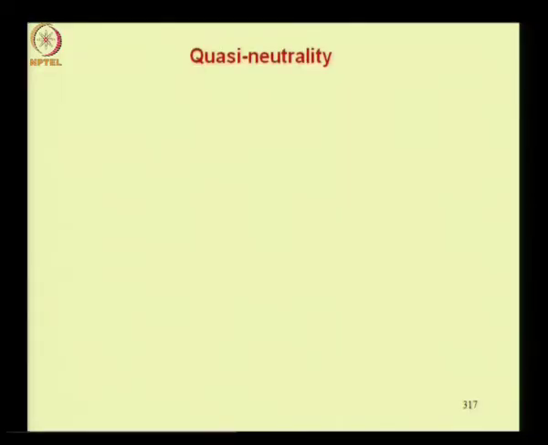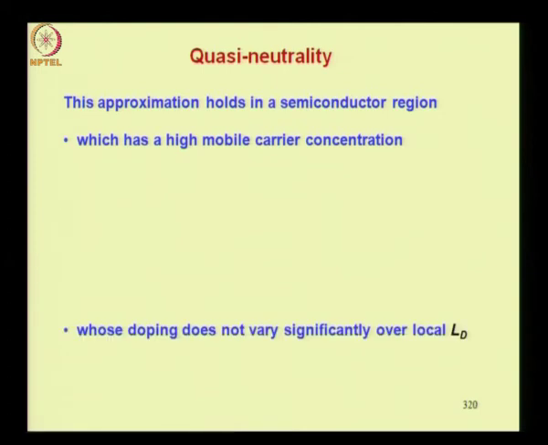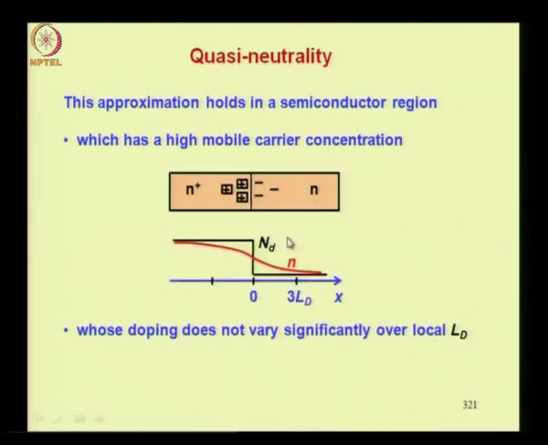Let us take quasi neutrality. This approximation holds in a semiconductor region which has a high mobile carrier concentration, whose doping does not vary significantly over LD, because as we discussed just now, if the doping varies rapidly over length scale LD, then there will be a space charge region, because the mobile carrier concentration cannot vary as rapidly. So then the neutrality will be violated, because in this region you have space charge and here also you have space charge.